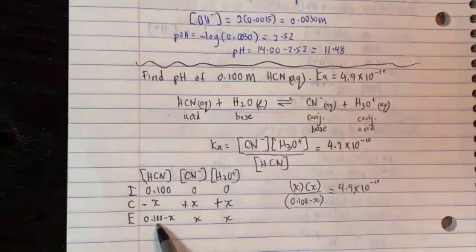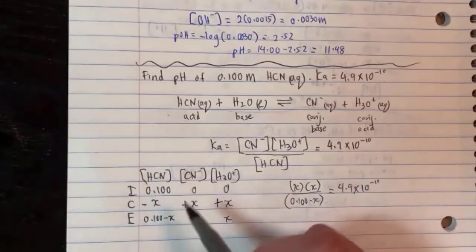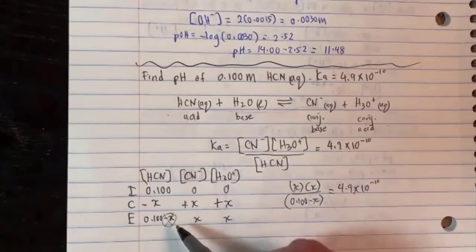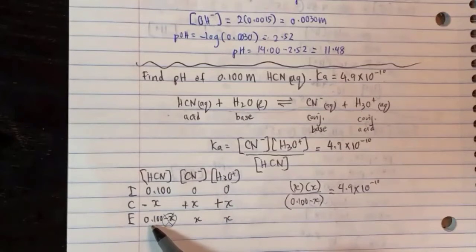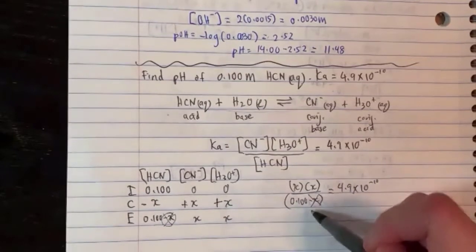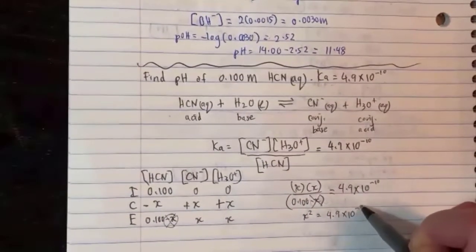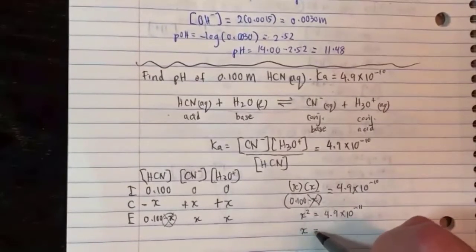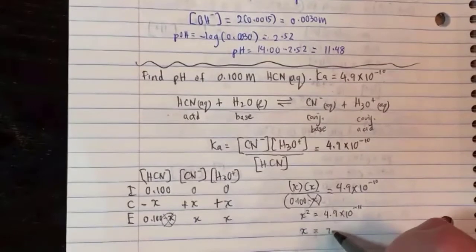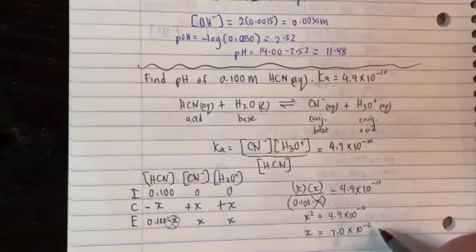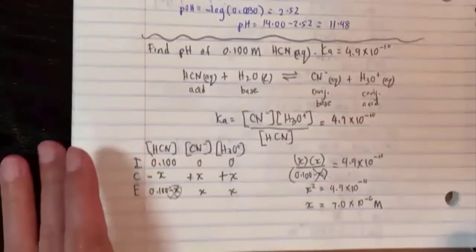If we want to use the shortcut, which x do we cross out? It's the x next to the 0.1, because the x is so small compared to 0.1 that 0.1 minus x will still equal 0.1. So we cross this one out as well over here. These two x's stay because they're not subtracted from or added to a number. Now you get x squared equals 4.9 times 10 to the minus 11. To get x, you take the square root on both sides, and you get x as 7.0 times 10 to the minus 6. Now, we always want to check, okay?